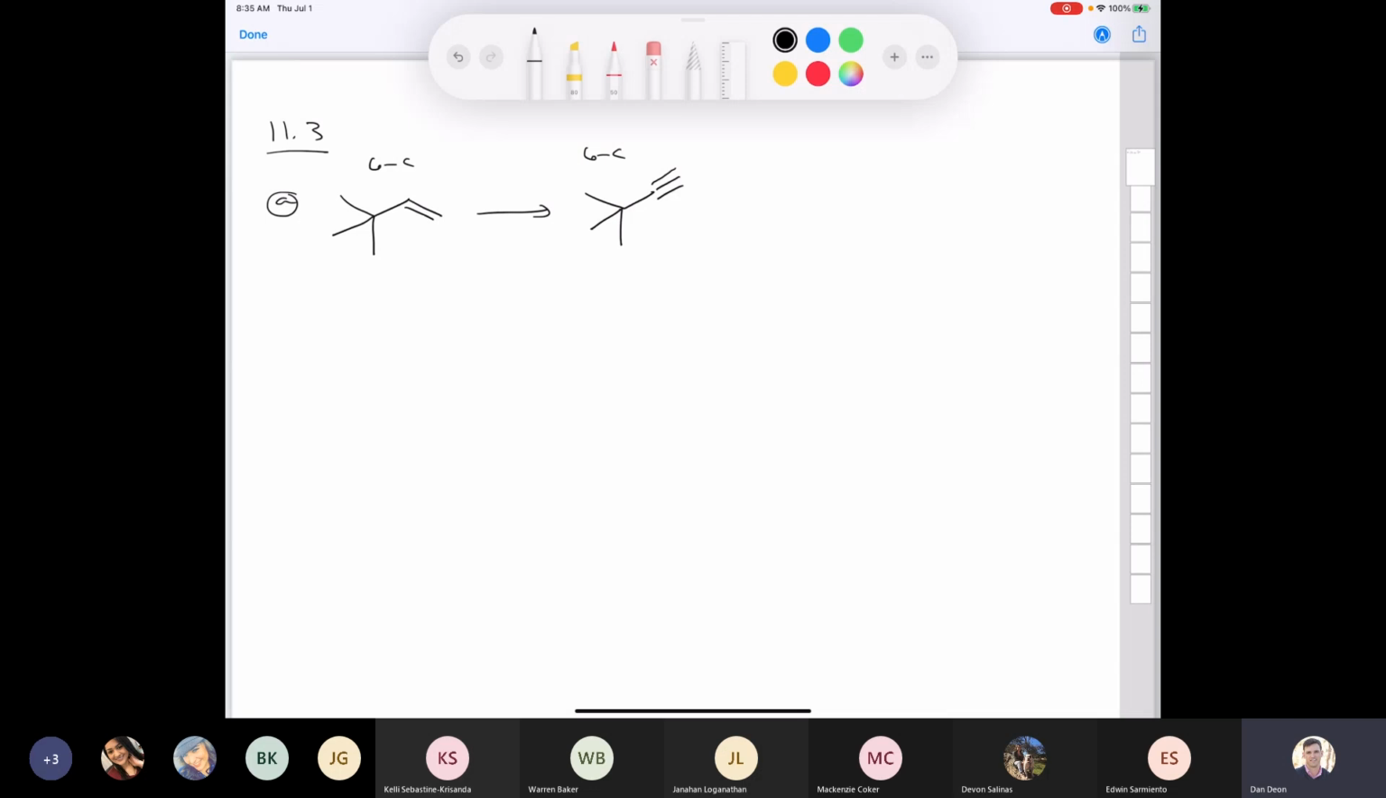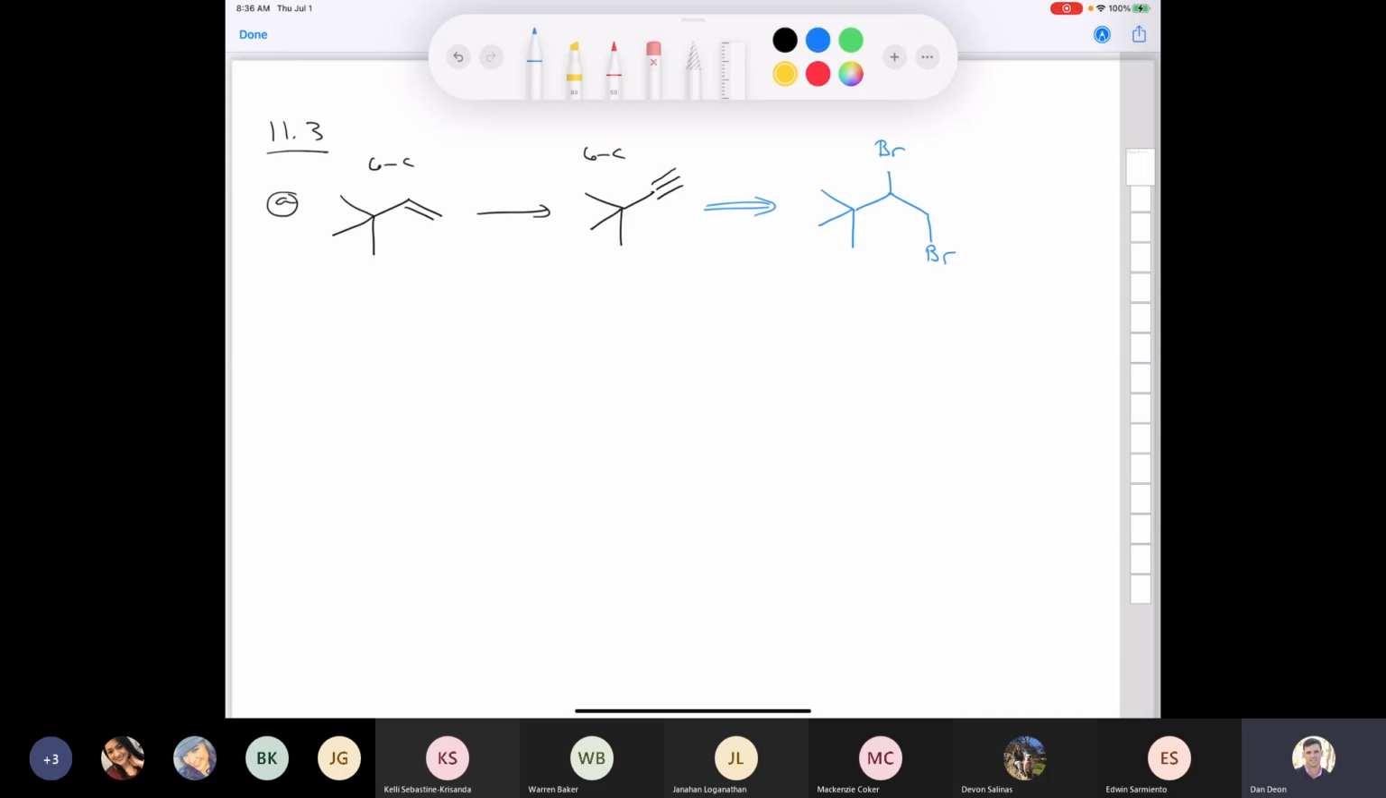Well, we're going to have to do a double elimination, right? So that means that we're going to have to start out with a dibromide. And the easiest way to do that would be to do the bromination of the alkene. And again, if you're not 100% sure what I'm talking about, it's this: if we had the dibromide, where we have a bromine here and a bromine here, well, then all we have to do is the double elimination. Treat it with excess sodium amide followed by water.